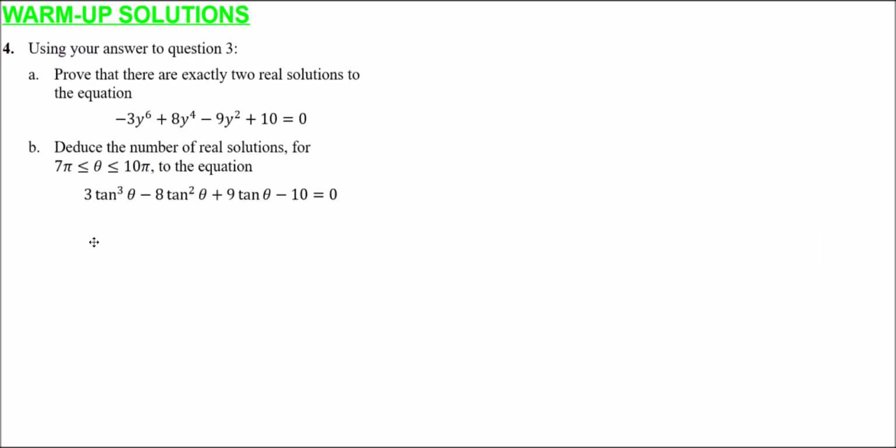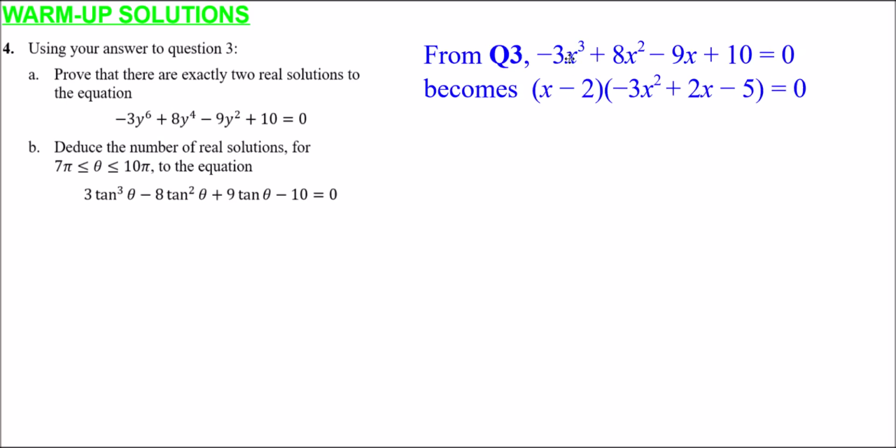Finally, question 4, we're going to use what we did on question 3 to help us here. So for part A, prove that there are exactly two real solutions to this equation here. Now, before we jump into this, I'm just going to explain a bit from question 3 and build up the understanding. So first of all, from question 3, we had minus 3x cubed plus 8x squared minus 9x plus 10 equals 0, which can be rearranged into this form here when we factorize it into two algebraic factors.